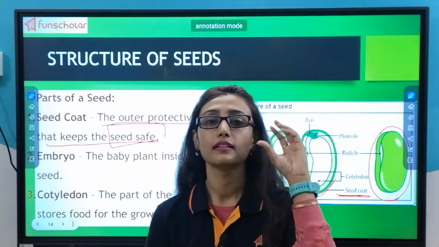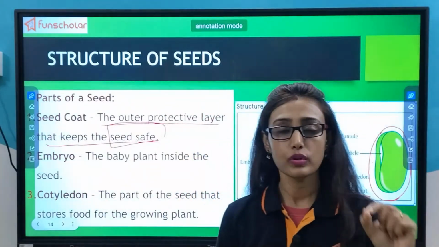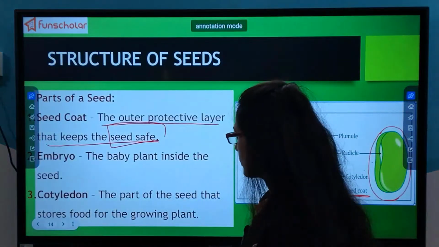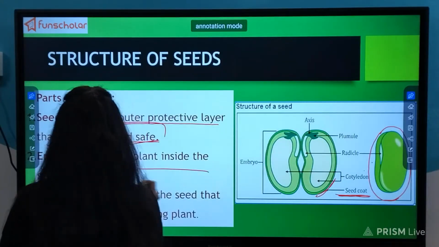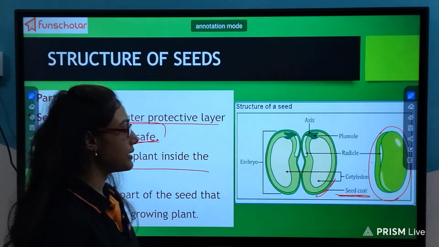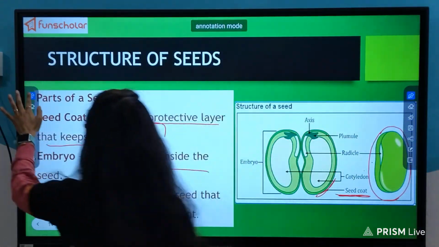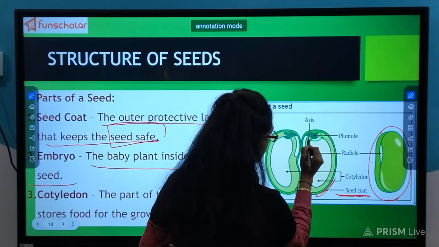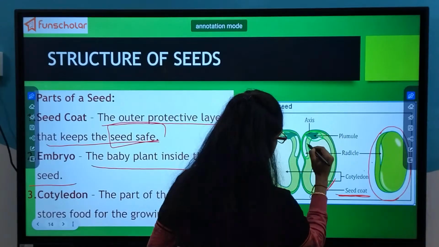Often you find the seeds to be hard in nature. Why? So that it is being protected. Okay. Now embryo. The baby plant inside the seed is known as embryo. So which one is the baby plant? Now you see, this is the green color of the plant and this is the white color part of the plant.